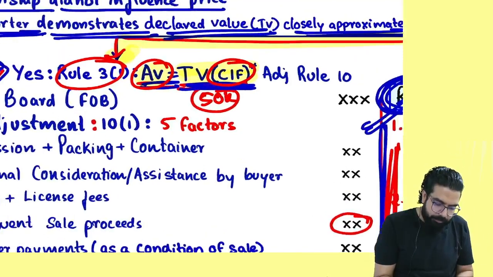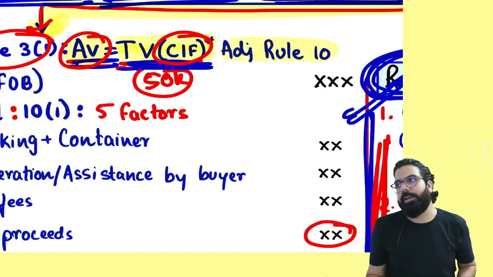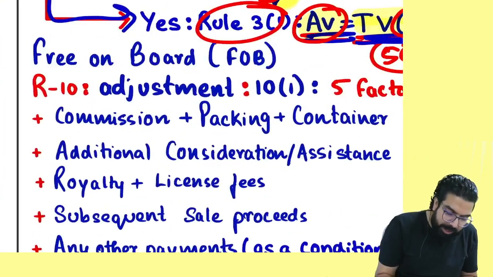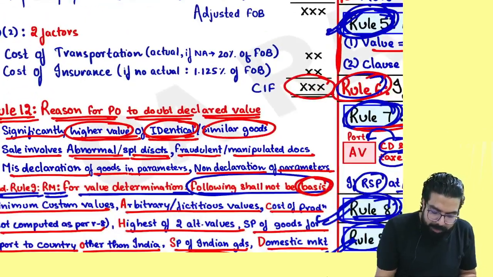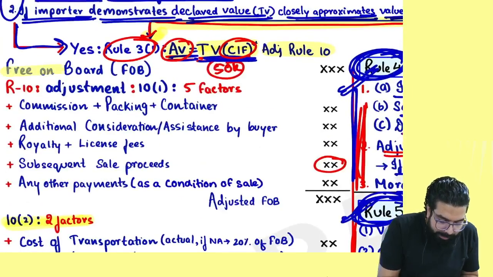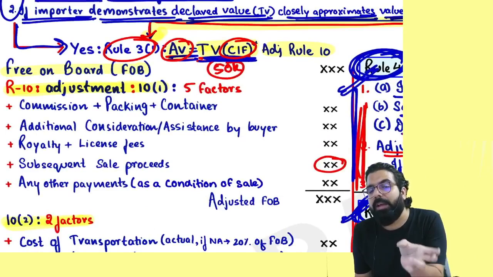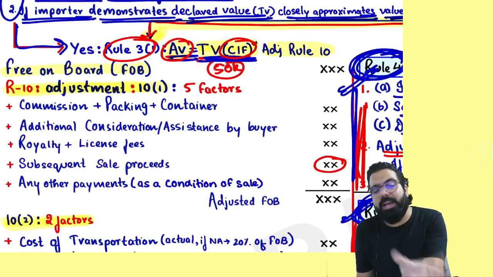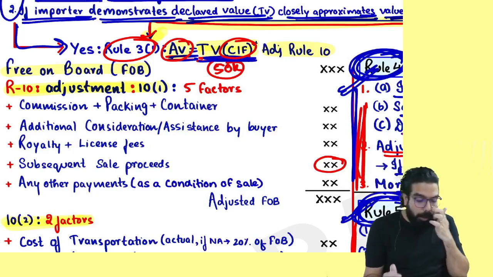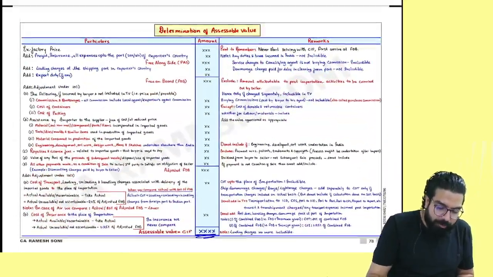But that is subject to adjustment under rule number 10.1 and 10.2. Is my point clear? So you have to arrive at the CIF value after doing 10.2 and 10.1 ka adjustment. Is my point clear to all? So you have to pay the custom duty on the CIF value now. But CIF value subject to adjustment. And now this adjustment I want to teach you in detail, which is there in your next page.